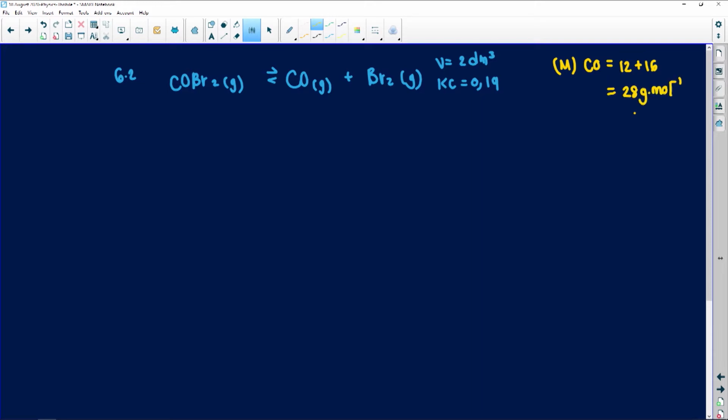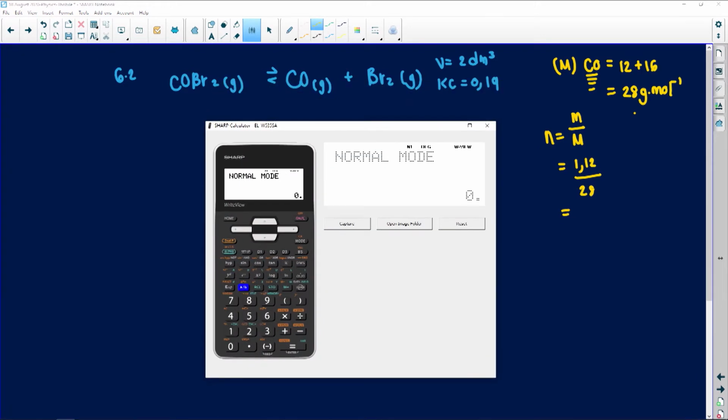But I'm not done. In grade 11, this is where this formula is introduced. We've got n is equal to small m over big M. The difference between the two, these are the grams that you're given, and this is the molar mass of the molecule. The mass that we are given is 1.12. The big M, the mass per gram per mole of the molecule, is the 28. Now let's find out how many moles are that. I'm going to put this in my calculator.